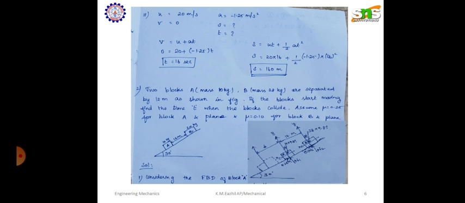Considering the free body diagram for block B, for horizontal motion, sigma Fx: 28 into 9.81 sin 30 minus 0.1 into 28 into 9.81 cos 30 is equal to 28 aB. We will get the aB value as 4.055 meter per second square.